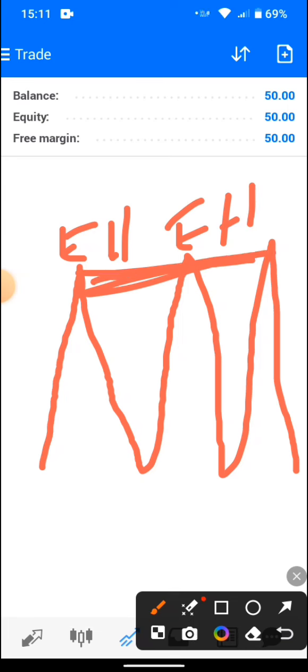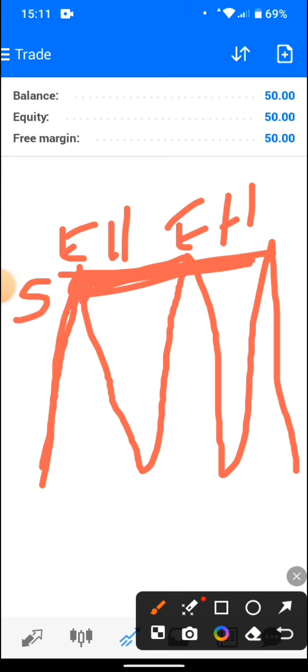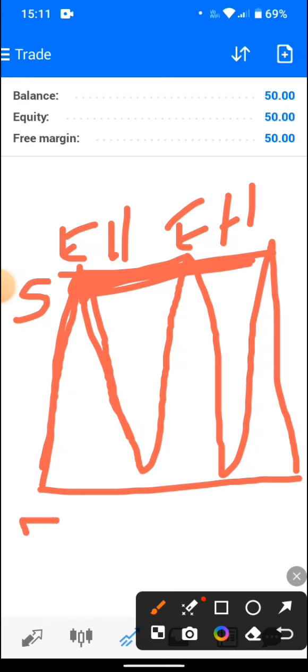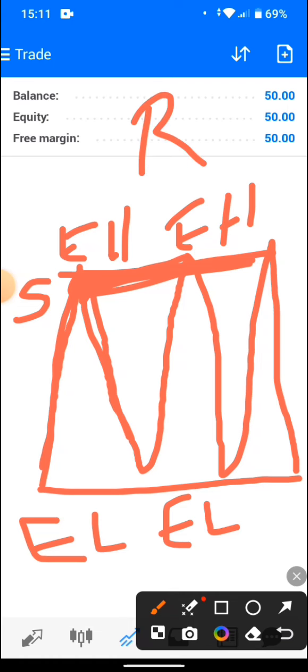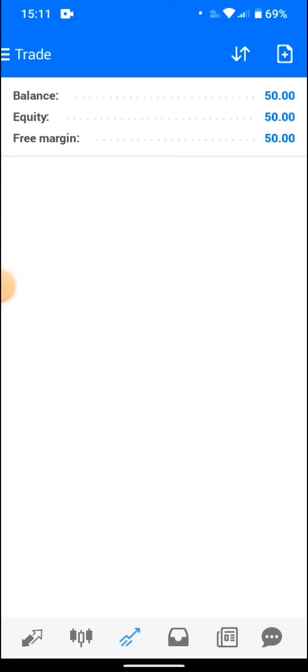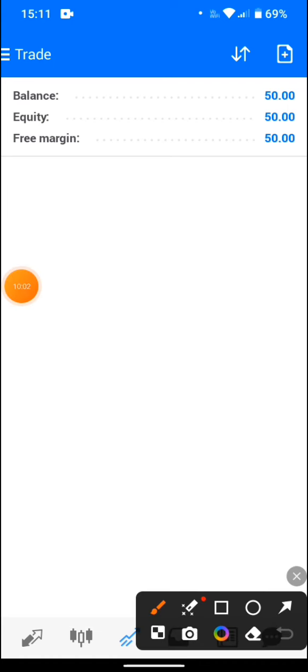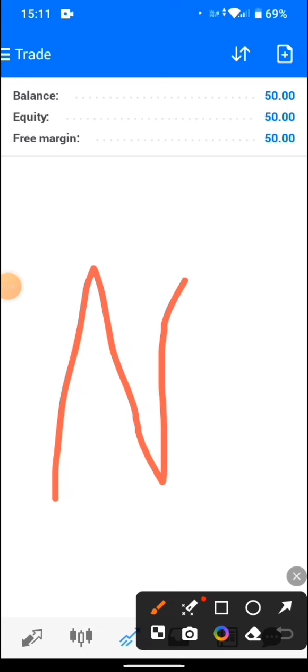The buyers are just pushing the price. Let's say this price here is $5. So whenever the market moves, they push the price up to this $5, and the sellers are pushing the price down. So this one is equal low. The equal high is also called resistance, and the equal low is also called your support. So equal high, equal low, equal high, equal low.